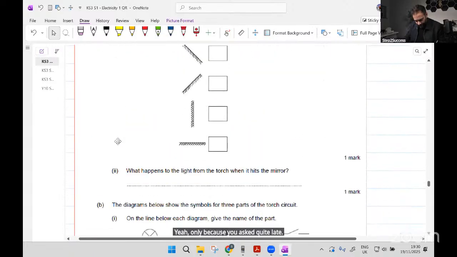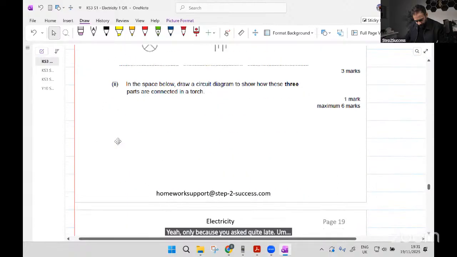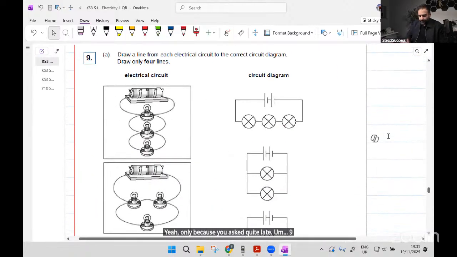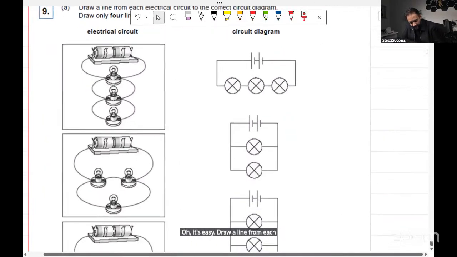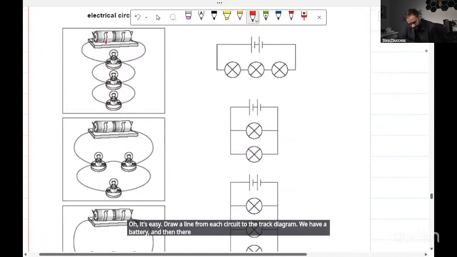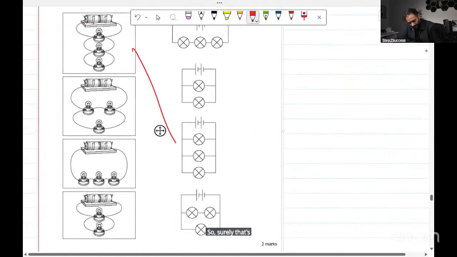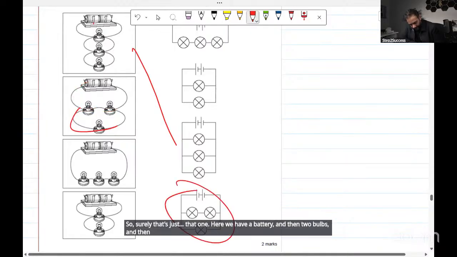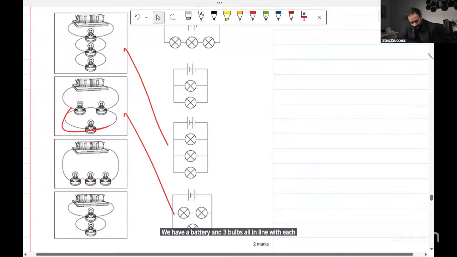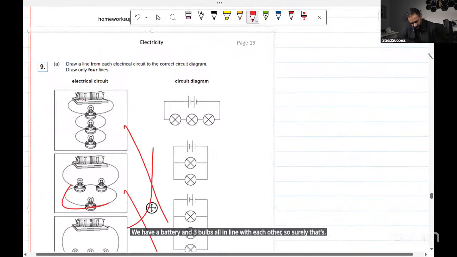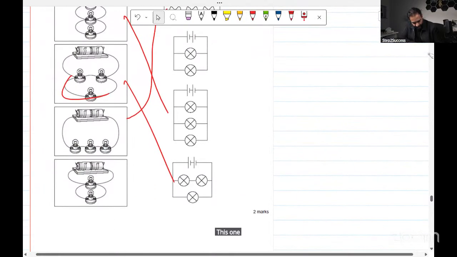Nine, right. Oh, it's easy. Draw a line from each circuit to the correct diagram. We have a battery, and then there's three bulbs. So surely that's just that one. Here we have a battery, and then two bulbs, and then one bulb. So surely that's this one. We have a battery and three bulbs all in line with each other. So surely that's this one. And then we have a battery and two bulbs. So that's surely this one.